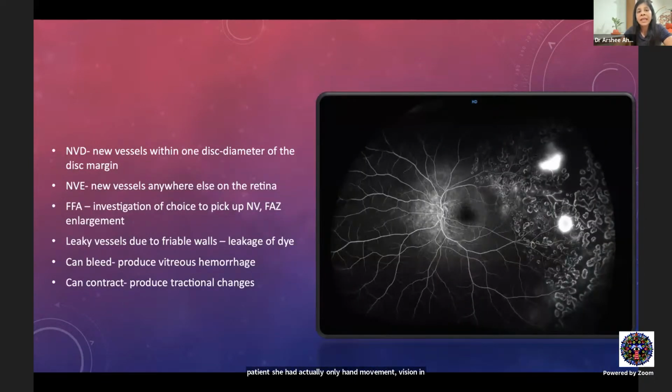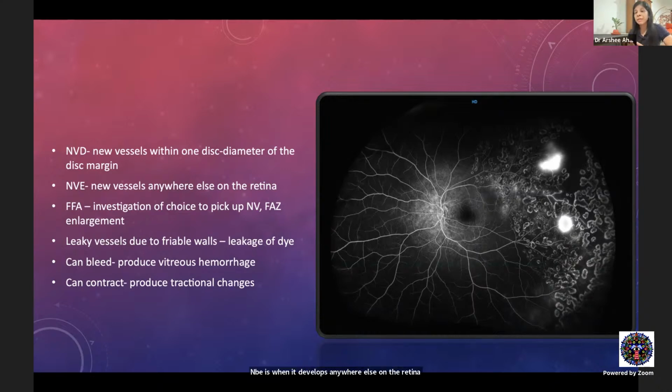So similarly, as we have discussed about the neovascularization, we classify it based on its location. So it could be either neovascularization on the disc or neovascularization elsewhere, that is NVE. So what is NVD? When you have new vessels forming on the disc or within one disc diameter of the disc margin is NVD. NVE is when it develops anywhere else on the retina.